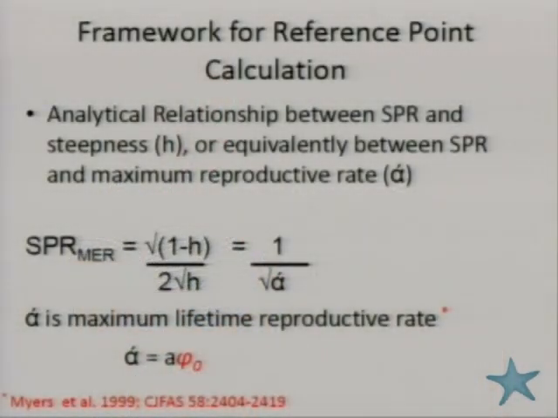One slide with an equation: this analytical relationship between SPR and steepness, which I've abbreviated h here. Because there's also a relationship between steepness and the maximum reproductive rate, we can express the spawning potential ratio either as a function of steepness or as a function of this maximum reproductive rate. This maximum reproductive rate was defined by Myers et al. That's this second equation on the screen.